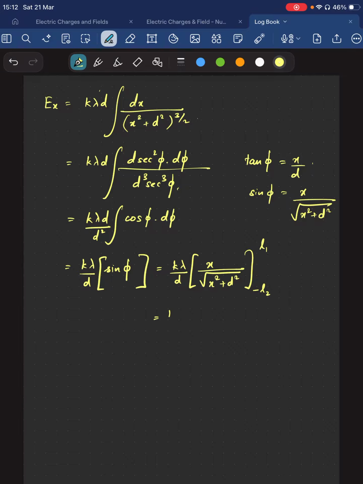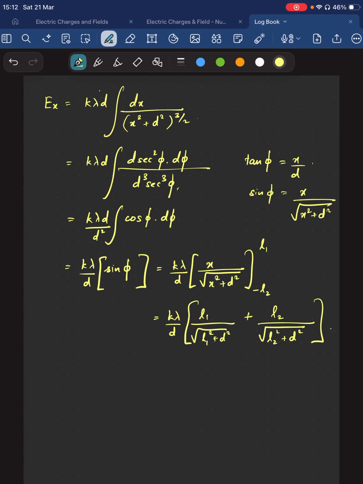So this becomes equal to k lambda by d, L1 by under root of L1 squared plus d squared, minus of minus L2, so it becomes plus L2 divided by under root of L2 squared plus d squared. Right? We could have simplified this calculation a bit, but it's okay. We're going about it with the general way of how we actually solve these kind of integrations.